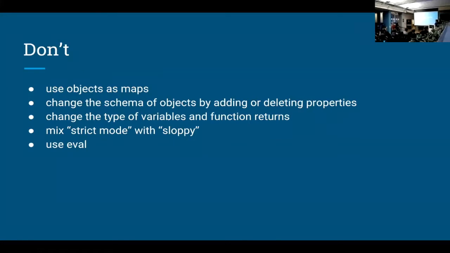Don't use objects as maps. Don't change the schema of objects by adding or deleting properties. Don't change type of variables and function returns. Your TurboFan really hates it. Don't mix strict and sloppy mode. Sloppy mode is when you don't have strict mode enabled. Please don't use eval. It's slow and it's evil. Don't use it, please.